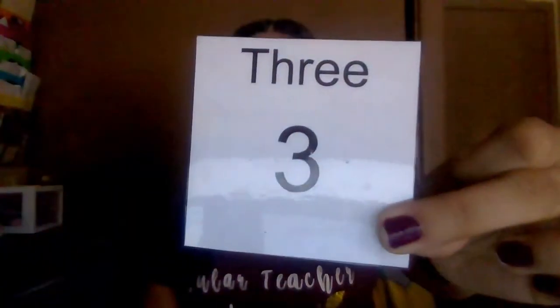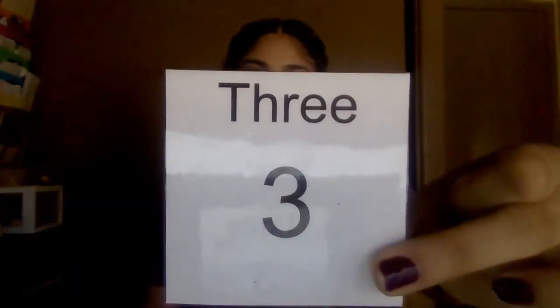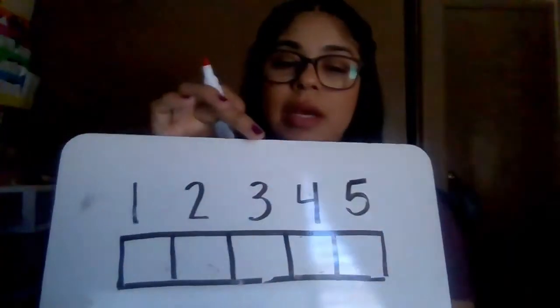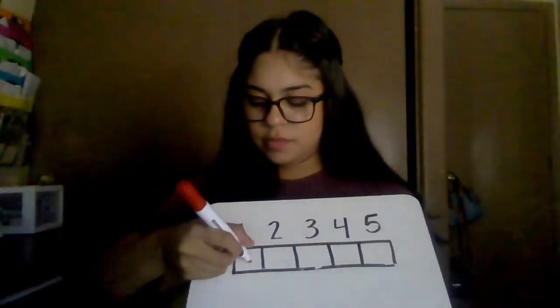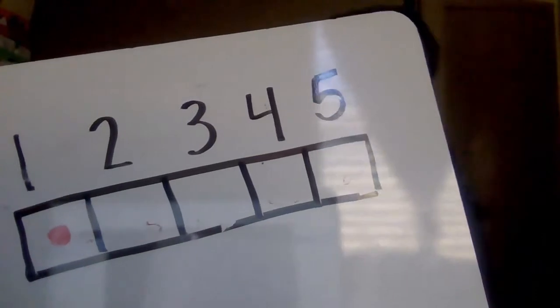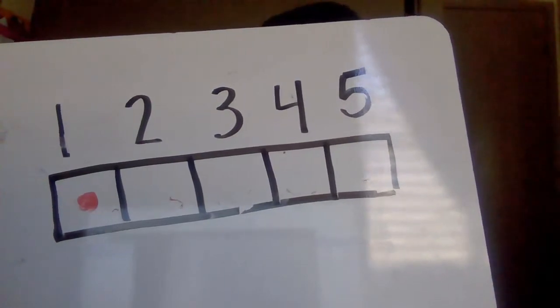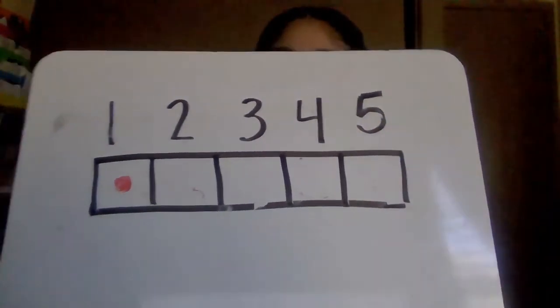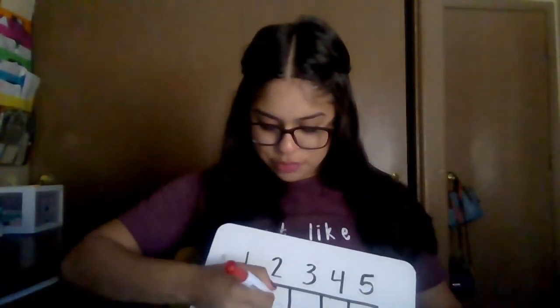We have one more number left, and that is number 3. Please find number 3 on your number line. 3. Good job finding number 3. Number 3 on my number line is right here. We always start at number 1. Please put a block on number 1. Good job finding number 1. We need more. That takes us to number 2.